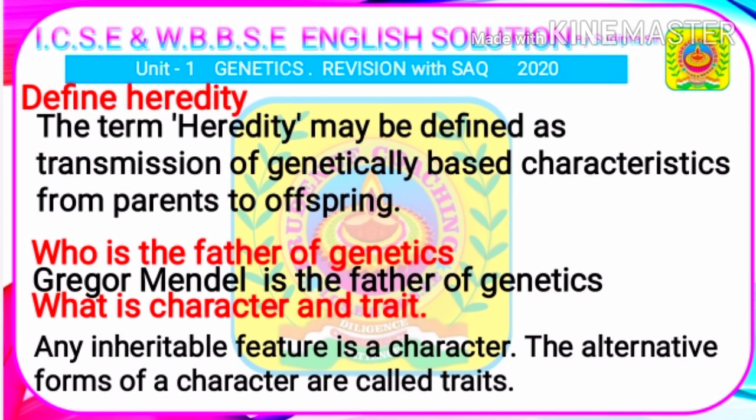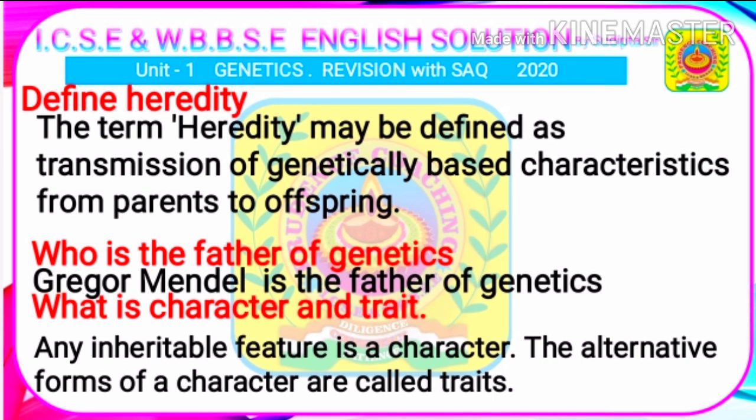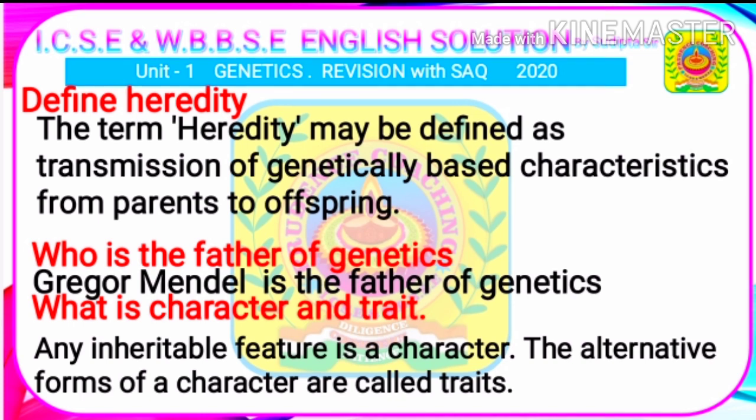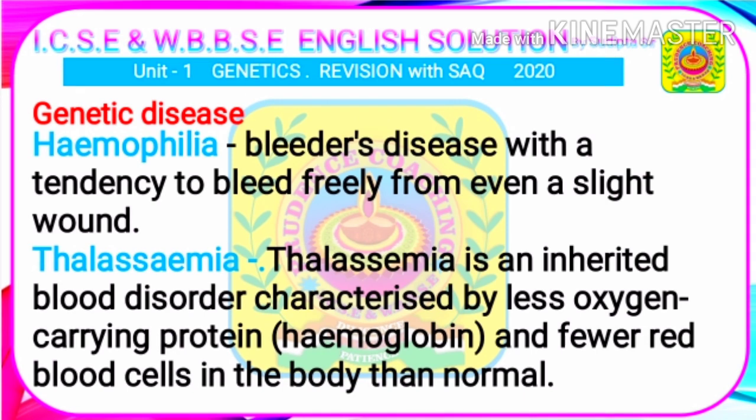Now the next one, who is the father of genetics? We already learned about this. Gregor Mendel is the father of genetics. Now the next one, what is character and trait? Any inheritable feature is a character and the alternative forms of a character are called traits. That's all. The next one is genetic disease.